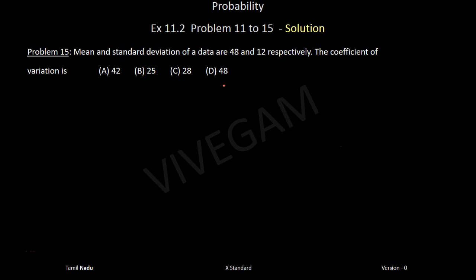Next is problem 15. The mean and the standard deviation of a data are 48 and 12 respectively. The coefficient of variation is. They are asking us to find the coefficient of variation. What's the formula for that? We just did that. That is sigma by x bar into 100. And sigma here is the standard deviation, 12, and this is the mean. So therefore it's 12 by 48 into 100. 12 by 48, 12 will go 4 times, 4 will go in 100, 25 times. So the coefficient of variation is 25. It is option B.